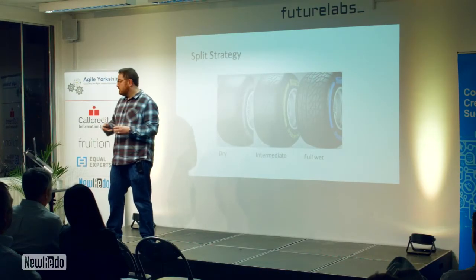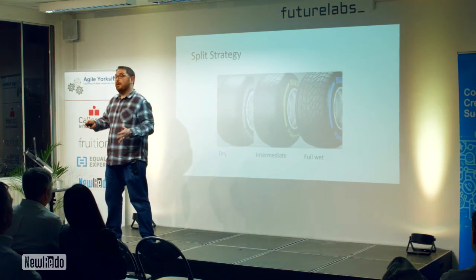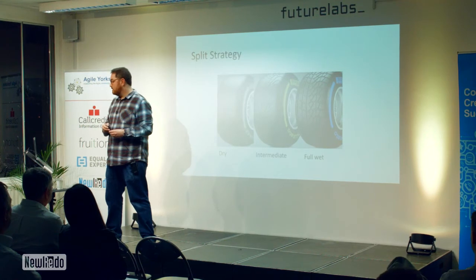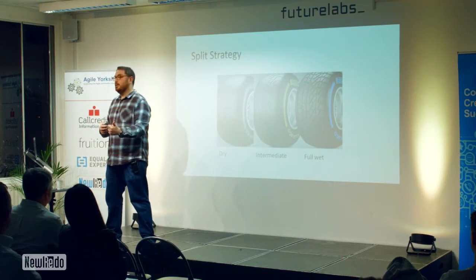And sometimes they do something called splitting the strategy. So if it's a wet race, for example, when the rain starts, they don't actually know what the best tyre to fit to the car is. So what they will do is bring both cars in for a pit stop and put the intermediate tyre on one car and the full wet tyre on the other. So one of those strategies could well win the race for them, but they don't know which one.